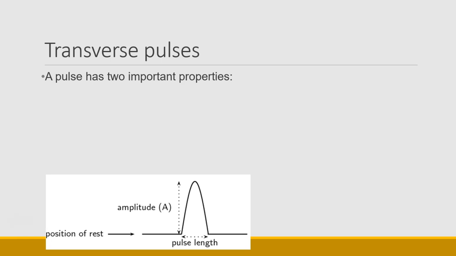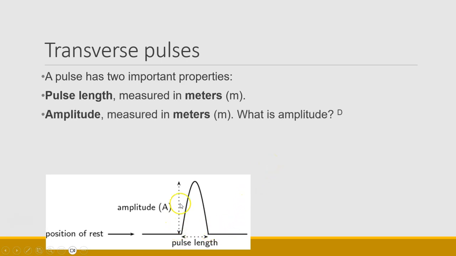Now, when we talk about pulses, they have two important properties. They have a pulse length and an amplitude. And just to remind you, the rest position is just the equilibrium position where there is no disturbance through the medium. Over here we can see a pulse with a crest where the energy is moving through the medium. First we have the pulse length, which is this distance over here, which is measured in meters because it is distance. And then we have the amplitude, which is also distance, which is measured in meters.